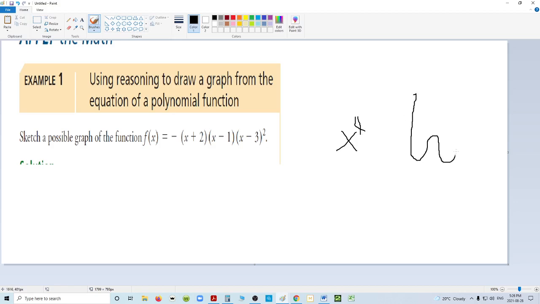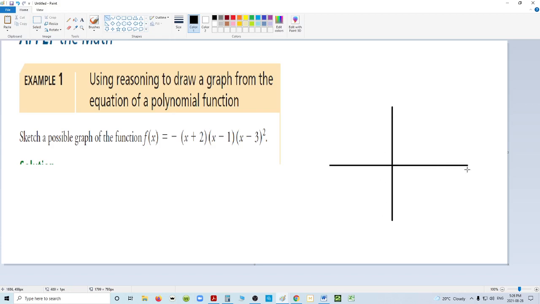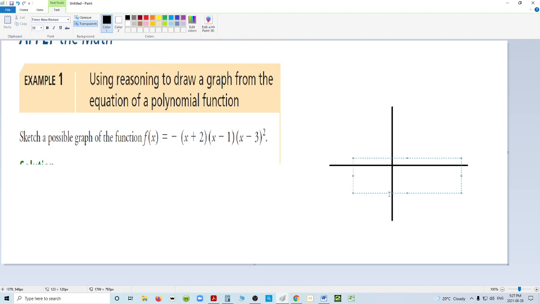Now most quartics look like an upward facing W, but this minus is going to make it look like a downward facing W. Also notice this is going to do something unique. If I were to sketch this, it's very easy to find the x-intercepts from the factored form. So I'm going to have the x-intercept here at minus 2 comma 0, and that's the x plus 2. I'm going to have it here at 1 comma 0, which is the x minus 1, and I'm going to have it at 3 comma 0, which is the x minus 3. But notice the x minus 3 happens twice.